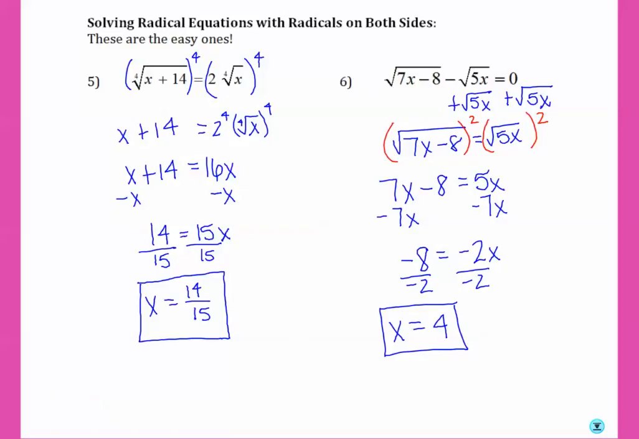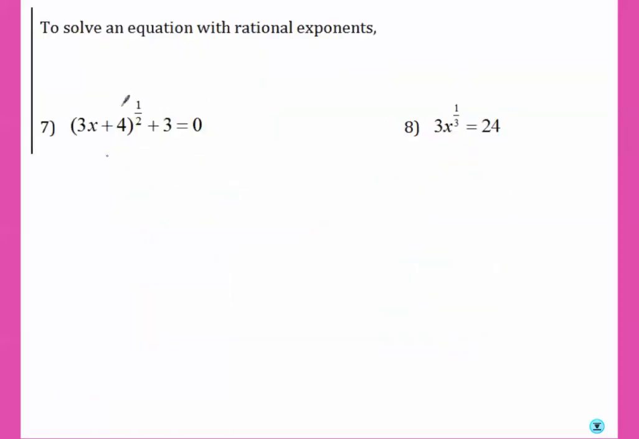And our last type of problem. What if we have ones with rational or fraction exponents? We learned a couple lessons ago how to rewrite from rational exponent form to radical form. So we're going to rewrite in radical form, and then it'll be just like solving the ones that we did above.